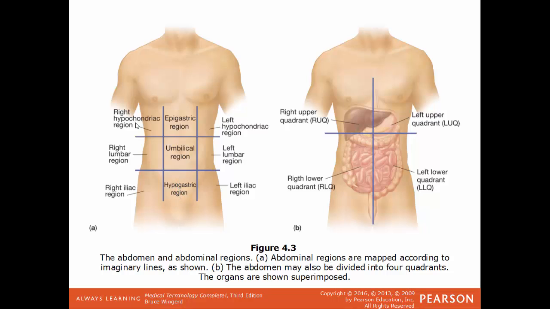Then you have the hypochondriacs here and here. The lumbars here and here, because that's your lower back. Then the iliacs here and here, because those correspond to the ilium region of your pelvis. And the one thing you'll notice on this, everything on this side of the image is left. Left hypochondriac, left lumbar, left iliac. Everything on here is right. Right hypochondriac, right lumbar, right iliac.